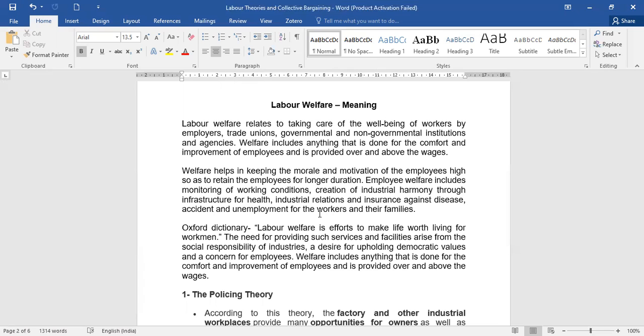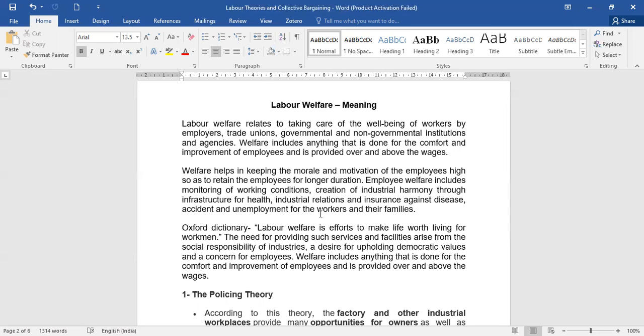Now, this welfare includes the comfort or improvement of employees, which is provided over and above the wages by the employer. So it is like motivating the employees, boosting their morale, that is the confidence, retaining the employees, and also helping the employees with better working conditions, a better relationship, better infrastructure in an industry, and various facilities in the form of pension, insurance, gratuity, provident fund.